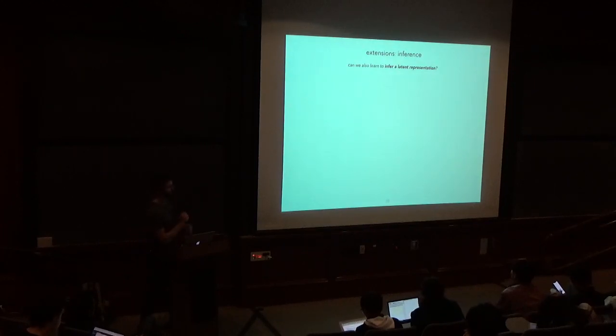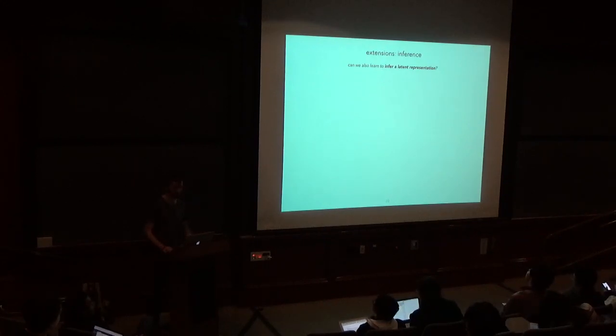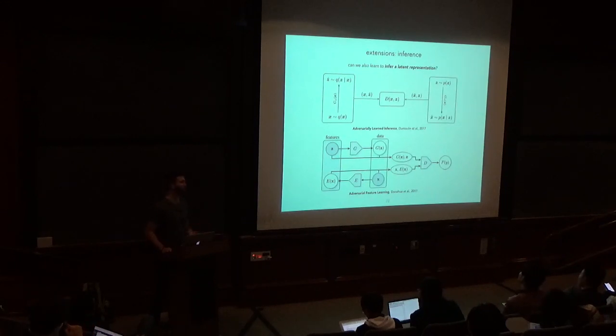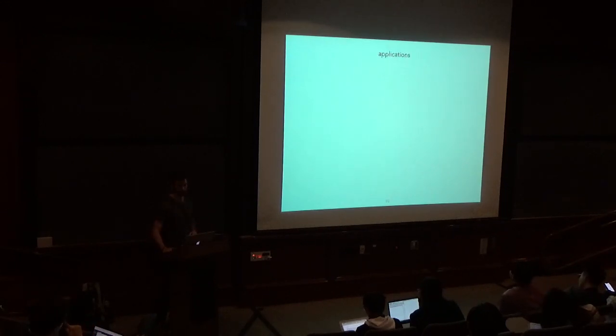With GANs, we saw that we had this latent variable, but we weren't actually inferring a latent variable for any given data example. And so we might ask, can we actually infer a latent representation? And indeed, people have looked at this recently, where you're simultaneously learning to generate, but also learning to infer a latent variable as well. So you can use GANs for things like semi-supervised classification as well.